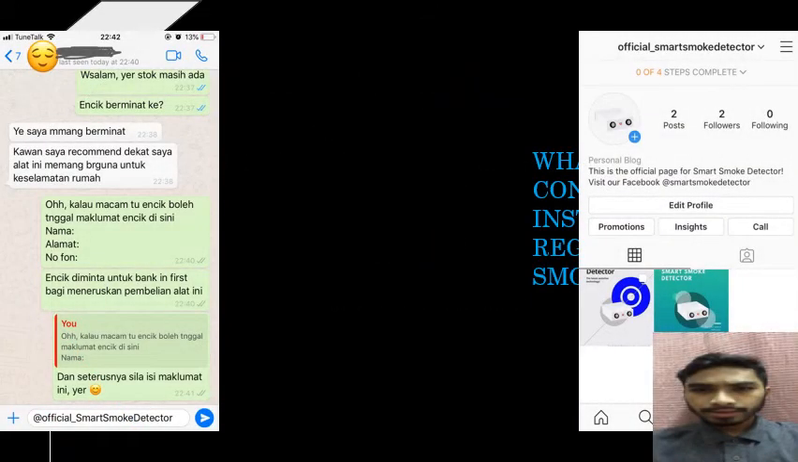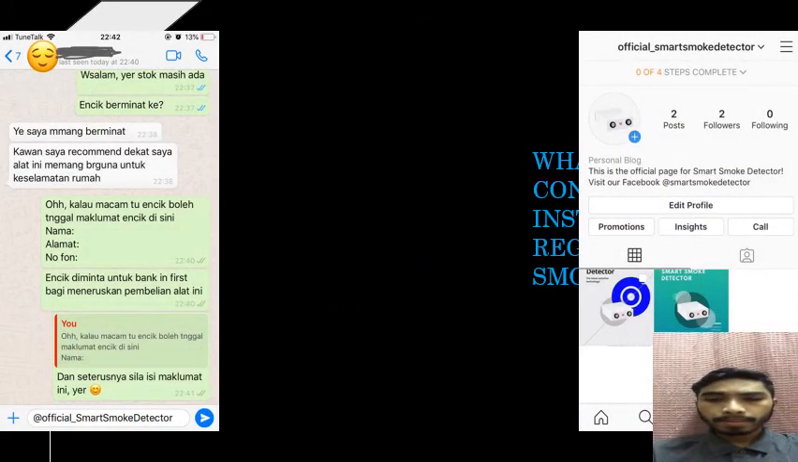Okay, for the third slide, we promote this smart smoke detector by using WhatsApp and Instagram. Through WhatsApp, as you can see, there is one person who is interested in this item, and secondly, you can see our official Instagram page.